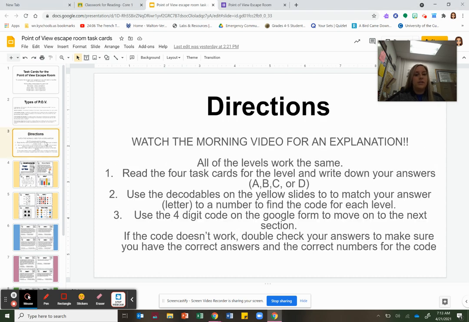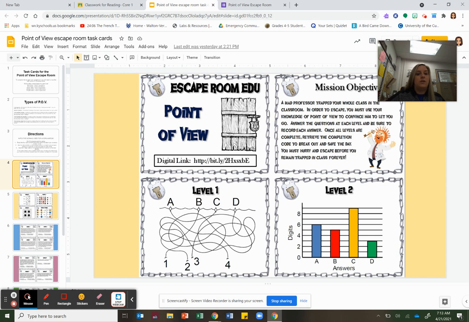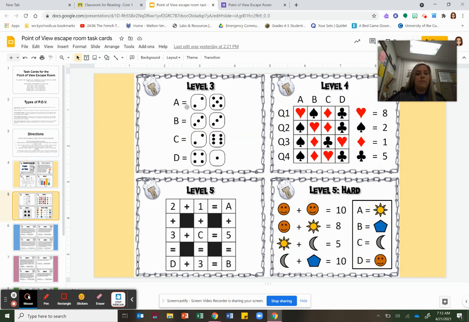All right, so directions. All the levels work the same. Read the 4 task cards for the level and write down your answers. Then you're going to use the decodable to match your answer and get a 4-digit code, and you're going to use that on the Google Form. If your code does not work, then that means you probably have an answer that is incorrect and you need to go back and check. The yellow slides are the decodables, okay? So this is the level 1 decodable, level 2 decodable, level 3 decodable, level 4, and level 5, okay?